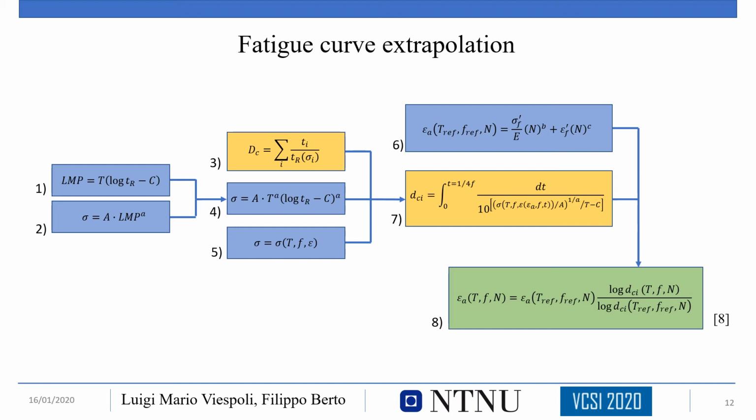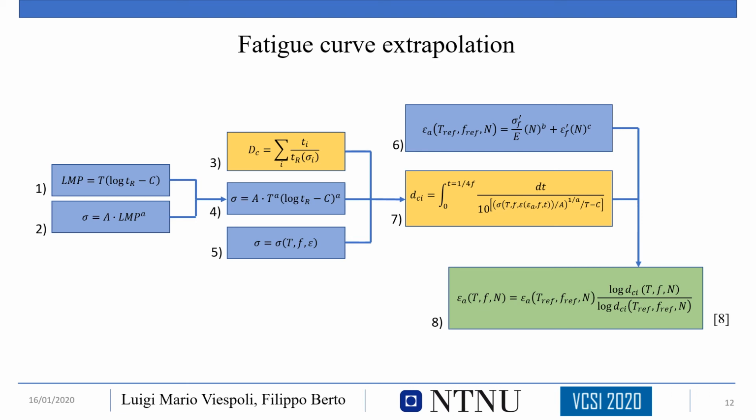Equation 6 gives the strain amplitude for any number of cycles at a reference frequency and temperature. The strain amplitude at a different temperature is finally computed with equation 8. This requires a series of iterations. An array of number of cycles is chosen, and for each of these, the strain amplitude at failure in the reference conditions is computed with equation 6. The creep damage for each of these points is computed with equation 7 at the reference conditions and at the temperature at which we want to obtain the extrapolated fatigue curve, but using the reference strain amplitude as first approximation.